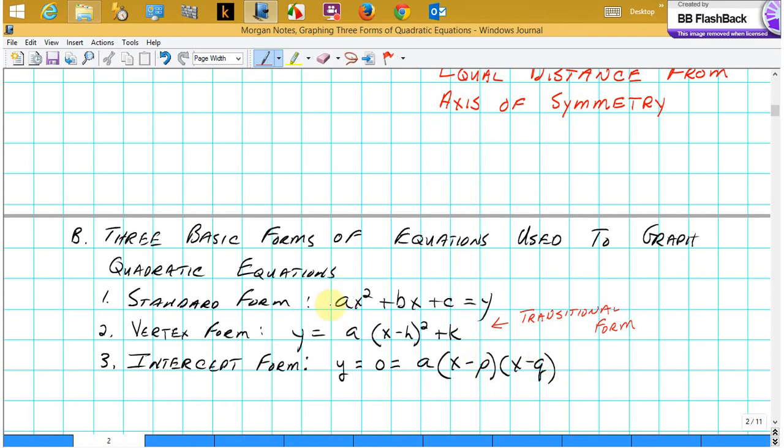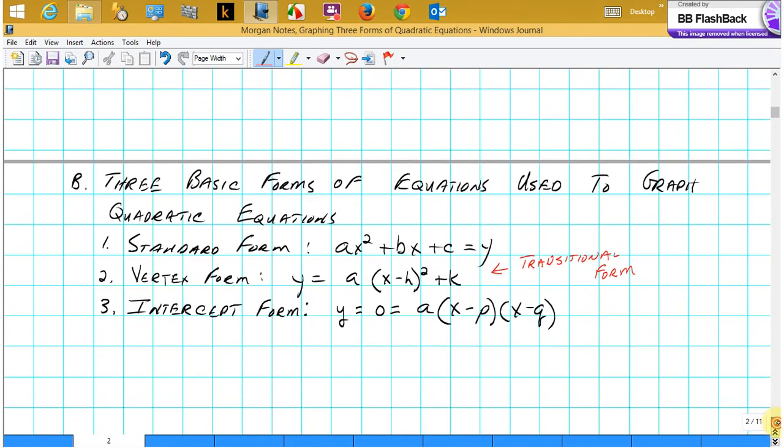Notice that this one has an a, this one has an a, this one has an a. And those a's are going to do the same thing. If a is negative, it's going to point down. If a is positive, it'll point up. Let's talk more about that in just a second.